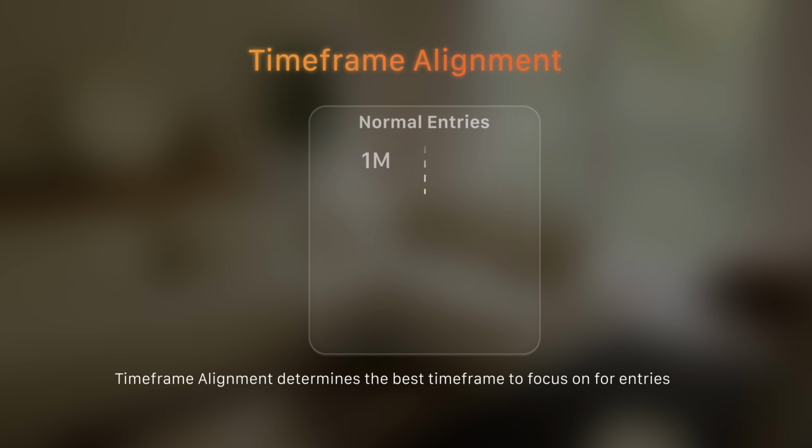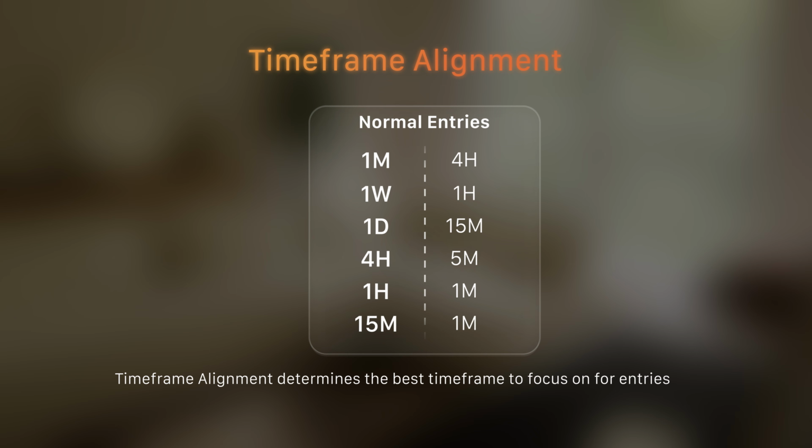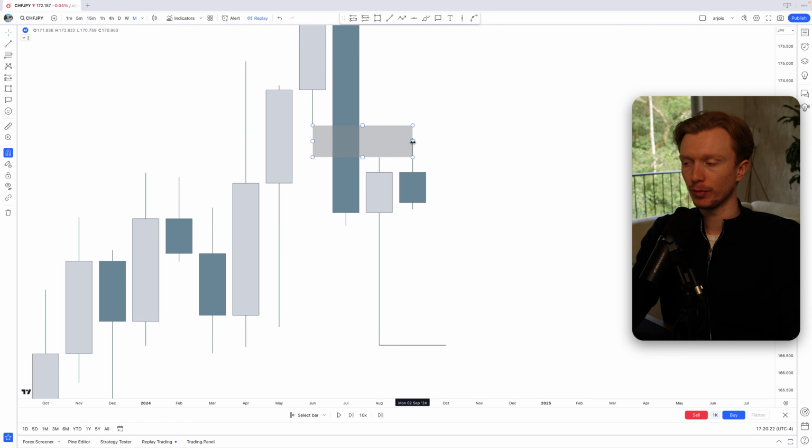When we talk about our normal entries, we have the following: monthly to 4 hour, weekly to 1 hour, daily to 50 minutes, 4 hour to 5 minutes, 1 hour to 1 minute, 50 minutes to 1 minute. The first time frame on the left refers to the fair value gap time frame. The time frame on the right is your entry time frame. So in this case, we're expecting this monthly fair value gap to push lower. We want to look for our entry confirmation then on the 4 hour time frame. Now, that is the normal.